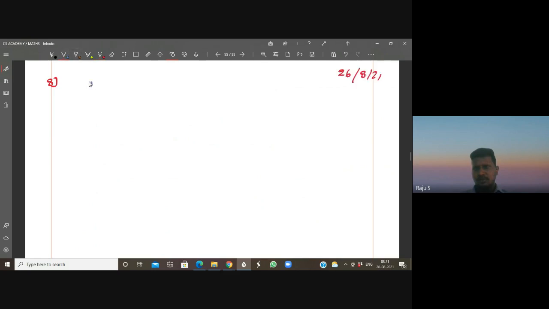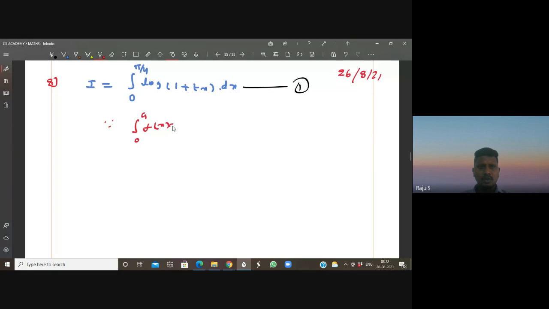The given question is I is equal to the integral from 0 to pi by 4 of log of 1 plus tan x dx. Got it? This is equation 1. Since I want to apply the property, I told you property 4 is very important: integral 0 to a f of x dx is equal to integral 0 to a f of a minus x dx.